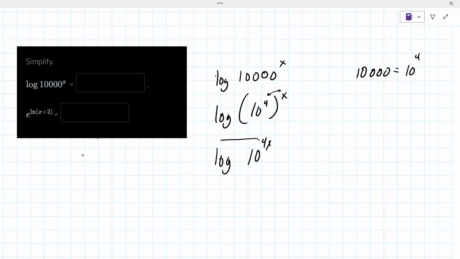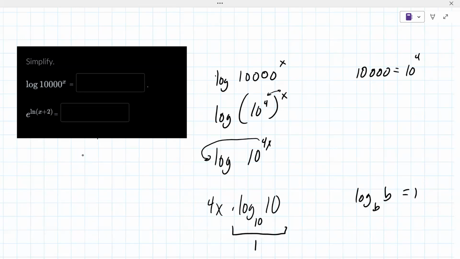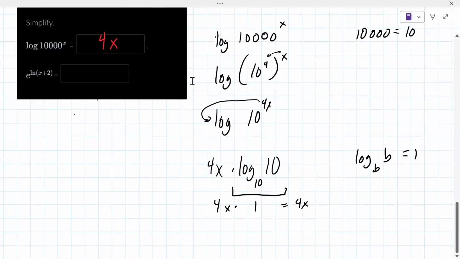And then you can actually bring that out in front. So it becomes 4x times log of 10. Is that okay? Yeah. So now log is really log base 10. So whenever you have the same base as the thing you're taking the log of, it equals 1. So this part equals 1. It's 4x times 1, which is just 4x as your final answer. Any questions about anything we did there before we move on?